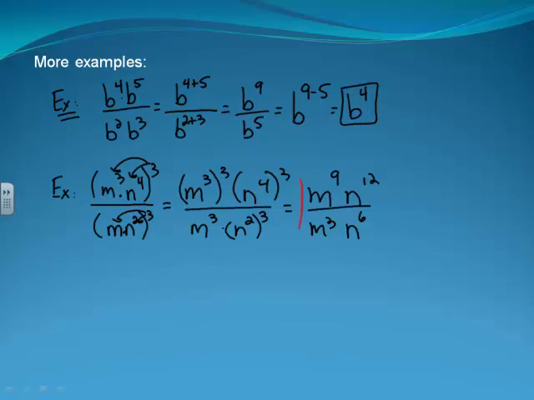Notice we have like bases here. So with like bases, if you have division, you can write that as a single base by subtracting the exponents, numerator minus denominator. So we can do that for the m base and the n base, 12 minus 6. And clean that up. You've got m to the 9 minus 3 is 6. n to the 12 minus 6 also is 6. You cannot combine the m and the n because those are different bases, and so that is your final answer, m to the 6 times n to the 6.